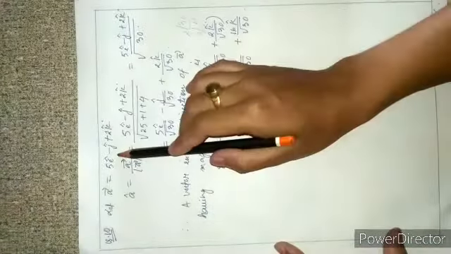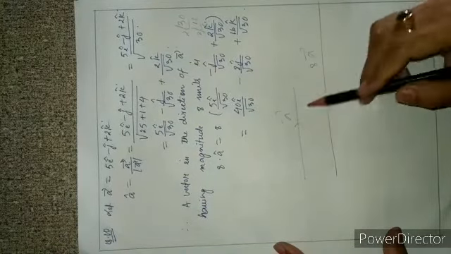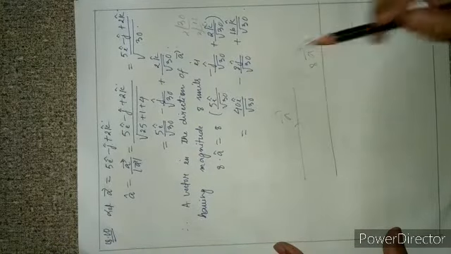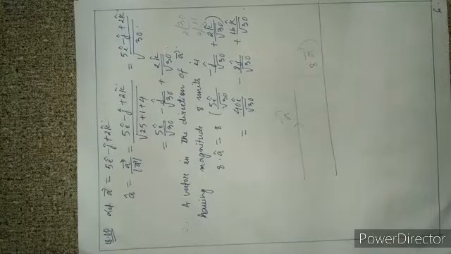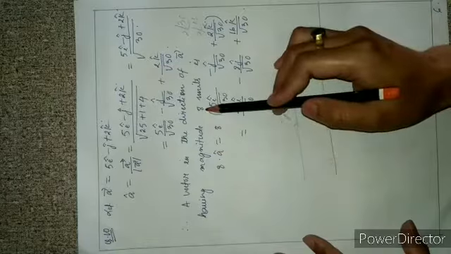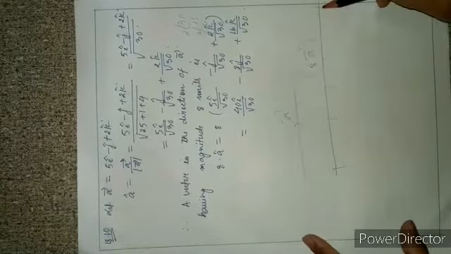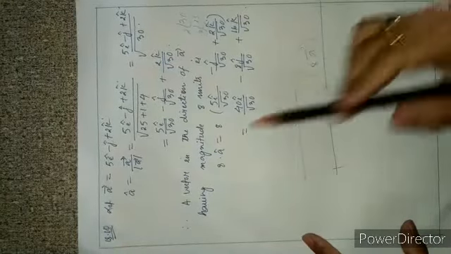Let A vector represent the given vector. We need to find a vector in the direction of A vector having magnitude 8 units. First we find A cap, which is given by A vector divided by the magnitude of A.